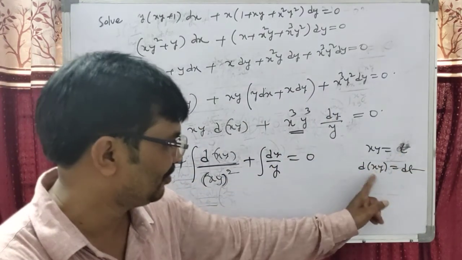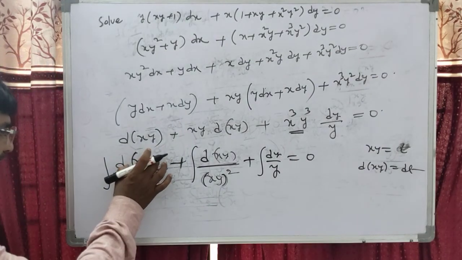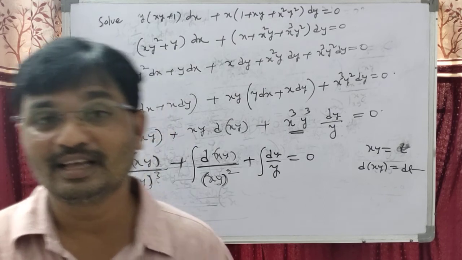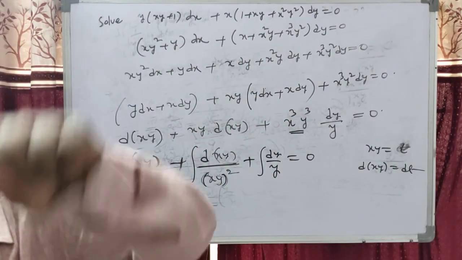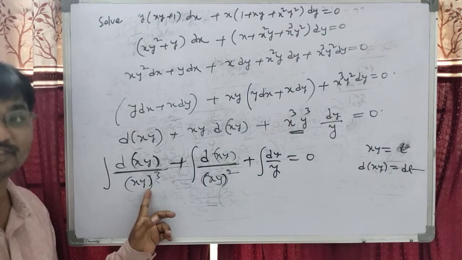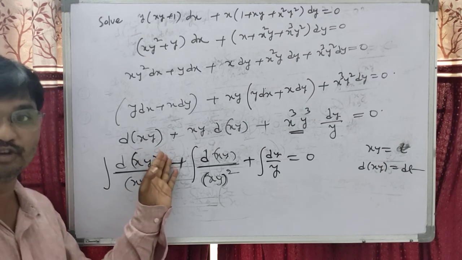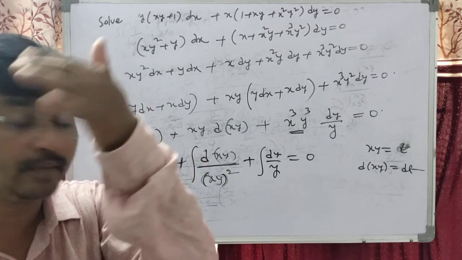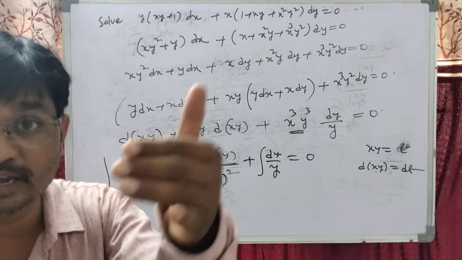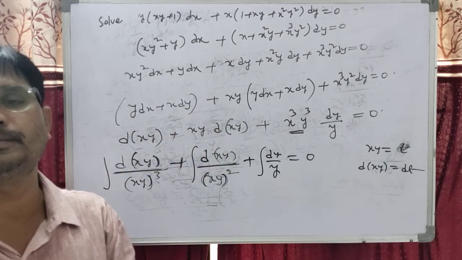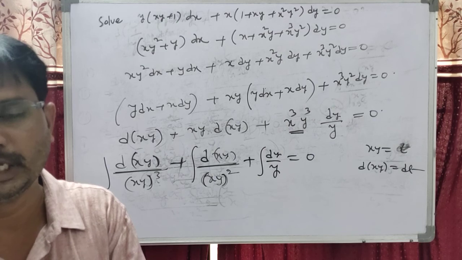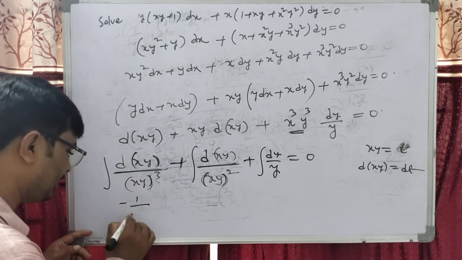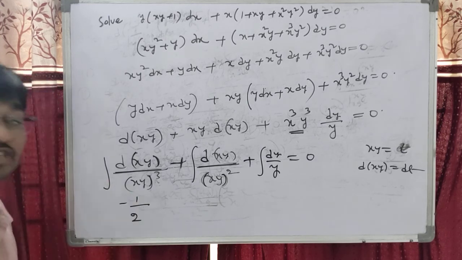xy equal to t, the derivative of xy equal to dt. So dt by t cube. You apply the integral of dt by t cube: we send it into the numerator, this is t power minus 3, then t power minus 3 plus 1 upon minus 3 plus 1, that is minus 2. The integral of 1 by t cube is minus 1 by 2 t square.